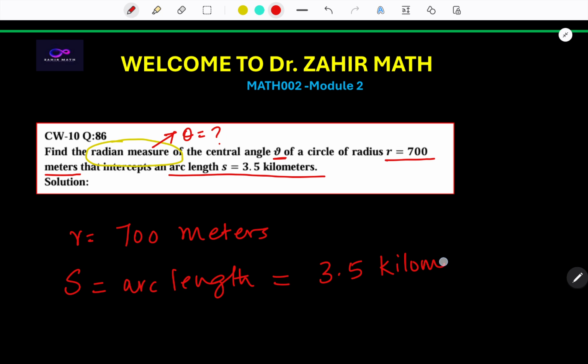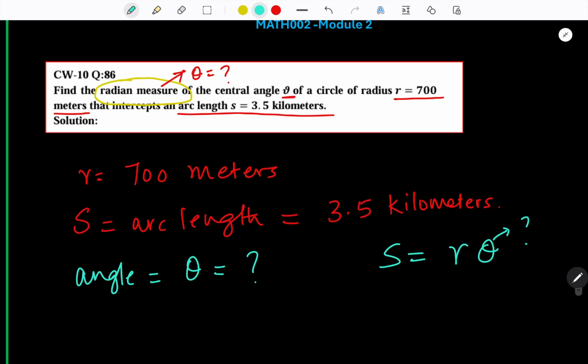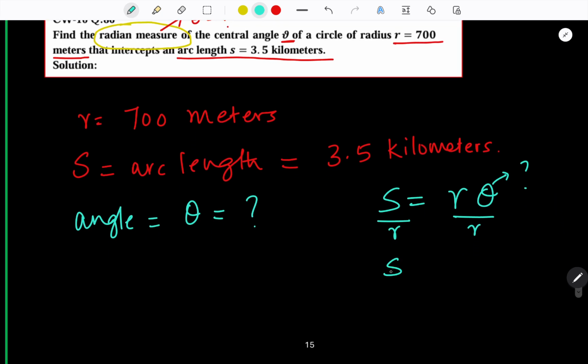3.5 kilometers. Okay, right. Now what is the question? The question is find the angle. Angle means they are asking theta. So we have the formula S is equal to R theta. And I want theta. So what can I do? I need theta, so I have to divide by R. So S by R is equal to theta. So this is your formula.